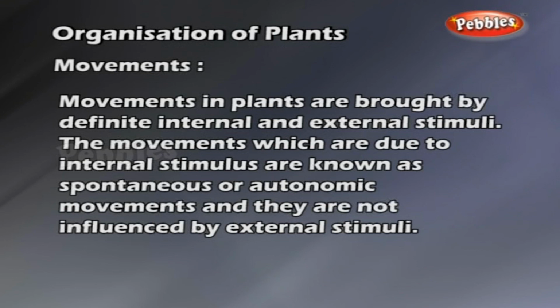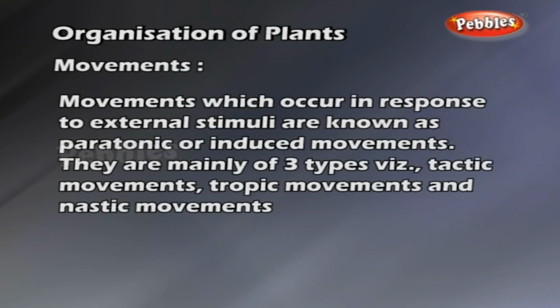The movements which are due to internal stimulus are known as spontaneous or autonomic movements, and they are not influenced by external stimuli. Movements which occur in response to external stimuli are known as paratonic or induced movements. They are mainly of three types, namely tactic movements, tropic movements, and nastic movements.